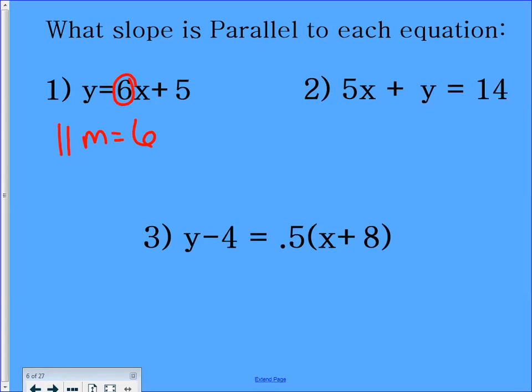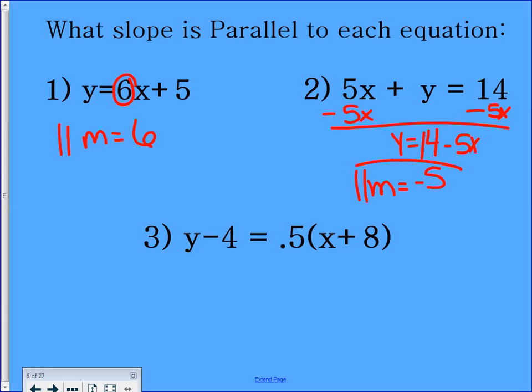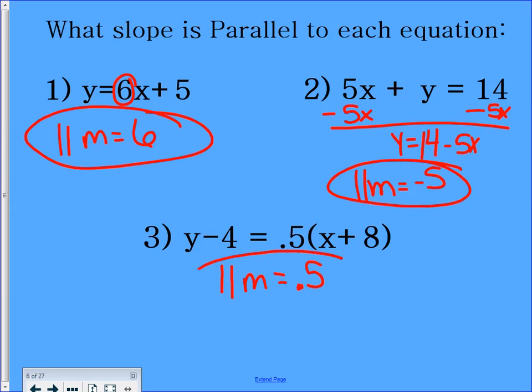Okay, on number 2, this is in standard form. In standard form, I can't identify the slope by just looking at it. So I have to convert this equation to slope intercept by subtracting 5x. When I do that, my equation is y = 14 minus 5x. My parallel slope is then -5. Okay, you pause the video on this one and see if you can get this parallel slope. All right, for this last one, the parallel slope would be 0.5.